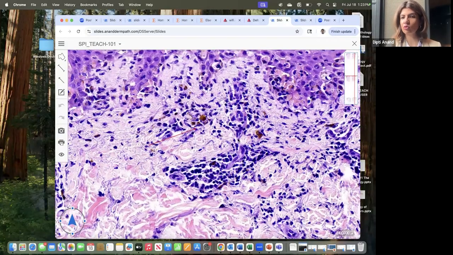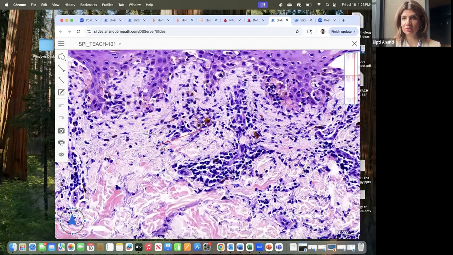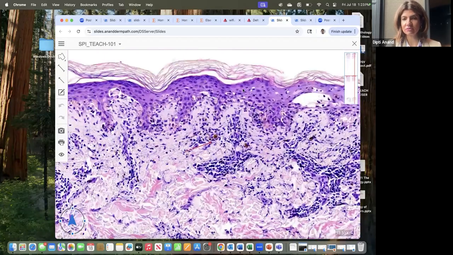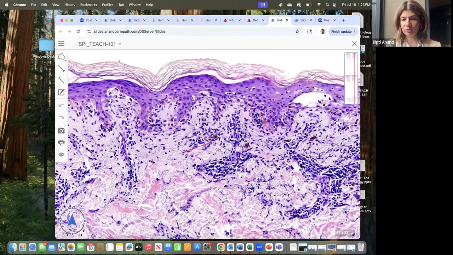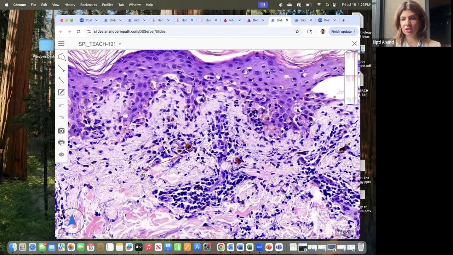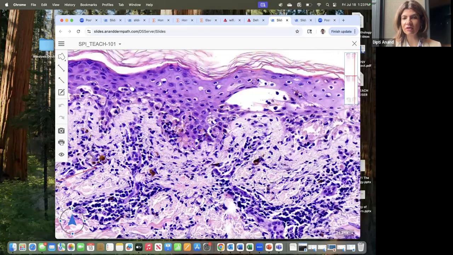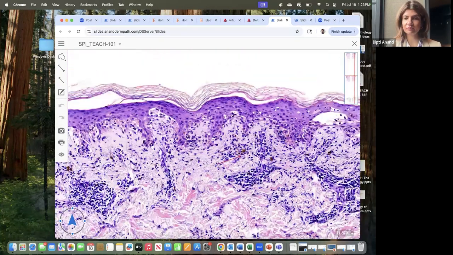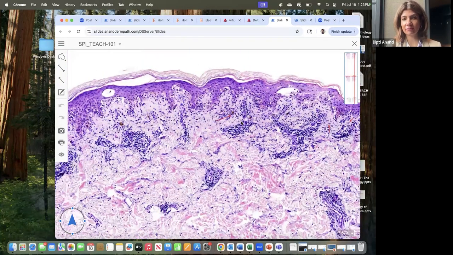But I like to look at the degree of the pigment dropout. And you can see in here, this is beautiful intact stratum corneum. You can see the vacuolar alteration. You can see the necrotics at varying levels, variable degree of dermal edema. Okay, so that is fixed drug eruption.